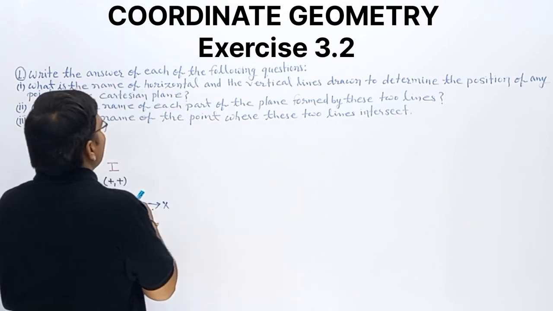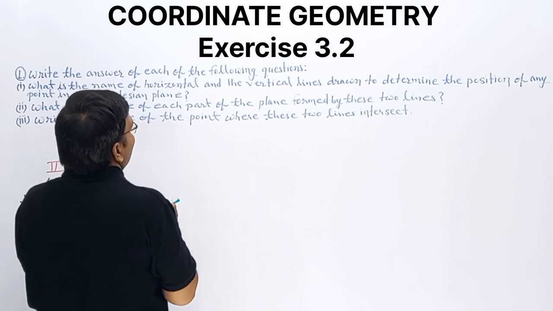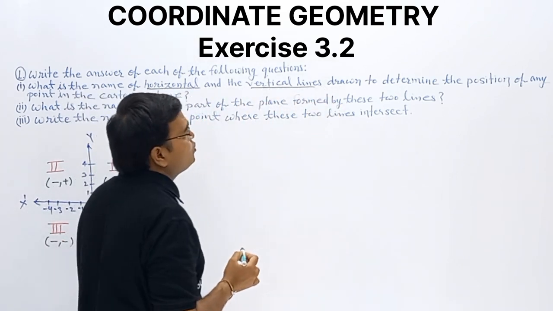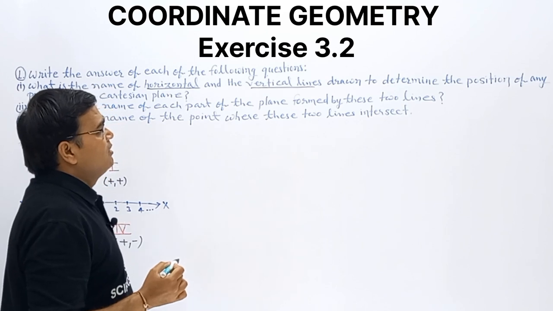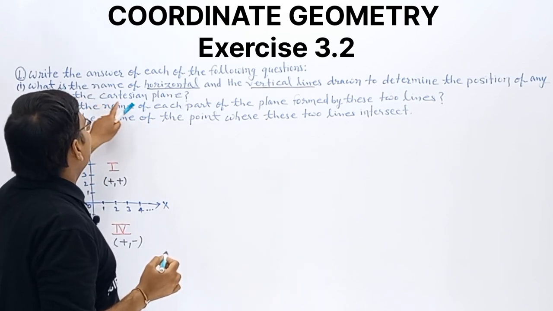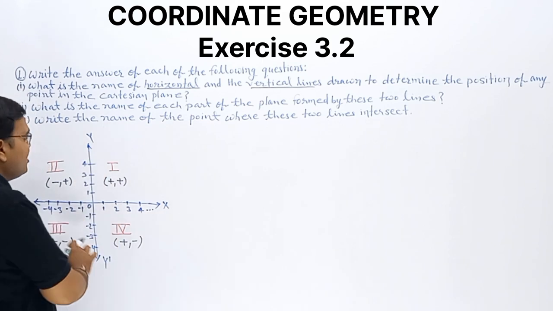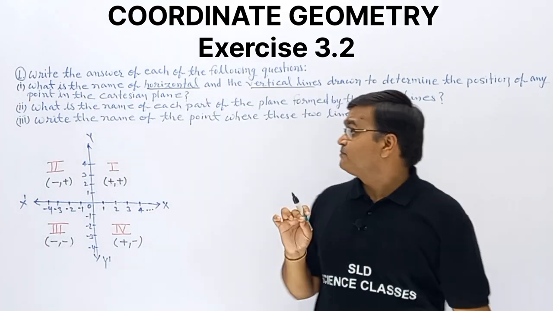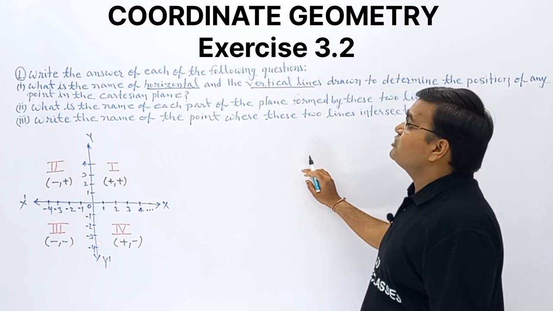What is the name of horizontal and vertical lines? We want the name of the horizontal and vertical lines drawn to determine the position of any point in the Cartesian plane. This is the Cartesian plane. We want to determine the position.